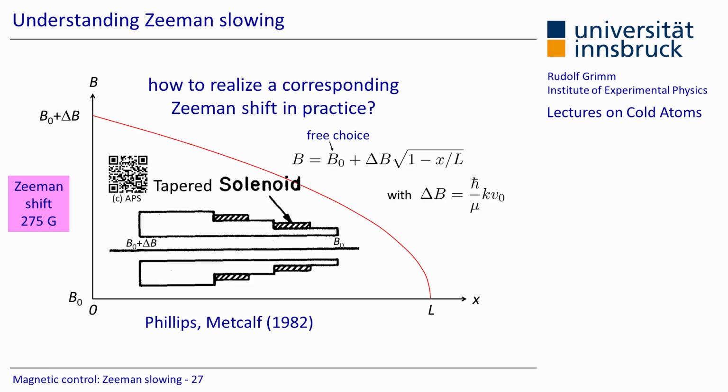How to realize the corresponding Zeeman shift in practice in an experiment? Yeah, the original idea, which was also the basis of many experiments now, is to use a tapered solenoid, which produces a higher field at the entrance and then a decreasing field down to a field close to 0, where the atomic beam, the slow atomic beam, is then extracted. That was the original suggestion from the paper published in 1982.